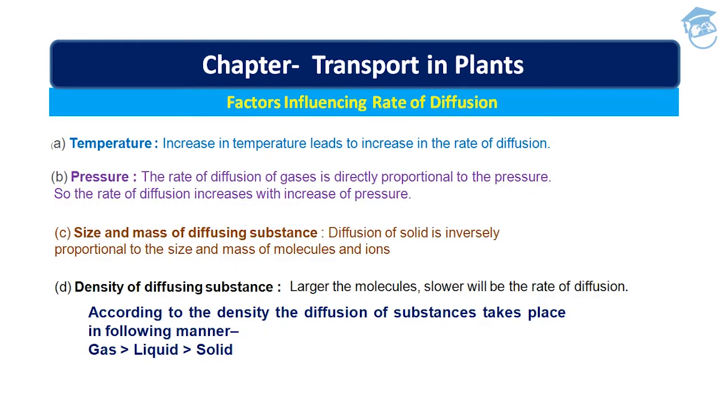Now we'll talk about the factors that influence the rate of diffusion, students. Diffusion rates are affected by the gradient of concentration, permeability of the membrane separating them, temperature, pressure, and density of the diffusing substances. So first we'll discuss the temperature. Obviously, when you increase the temperature, it leads to an increase in the rate of diffusion. Then we'll talk about the pressure.